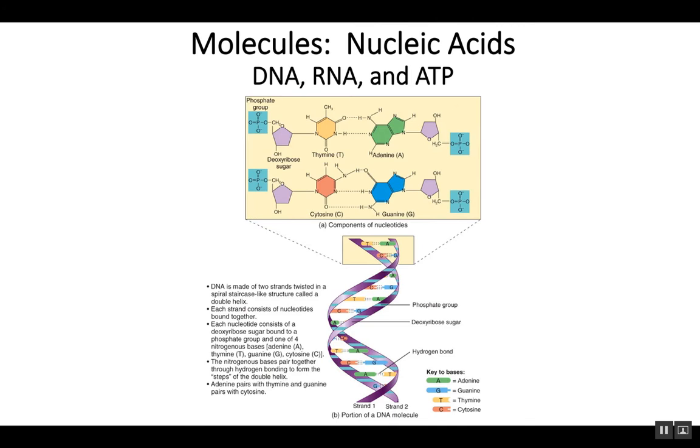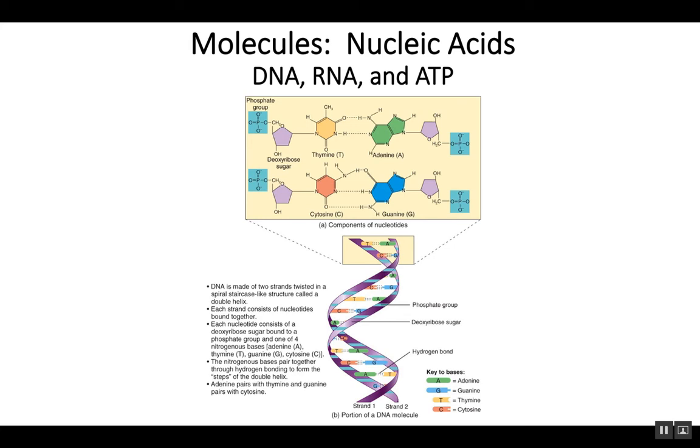Last category, we're going to go fairly quickly, are the nucleic acids. Those include DNA, RNA, and ATP. DNA, I think we know. We've heard of it. It contains our genes. It contains our genetic diversity. It's the reason why humans are different from one another, because we have different DNA. You get your DNA from your parents.